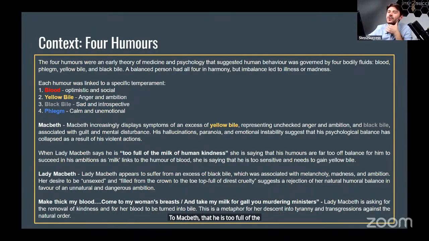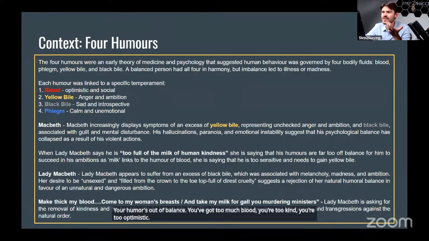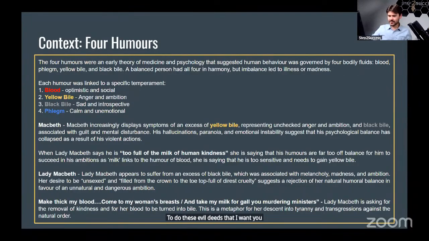We also see this in Act 1 when Lady Macbeth says to Macbeth that he is too full of the milk of human kindness. What she's really saying to him, if we translate it into modern day English, is that his humours are off balance. This idea of the milk can be linked to the blood. So when she's saying milk, she's saying your humours are off balance. You've got too much blood. You're too kind. You're too optimistic to do these evil deeds that I want you to do.